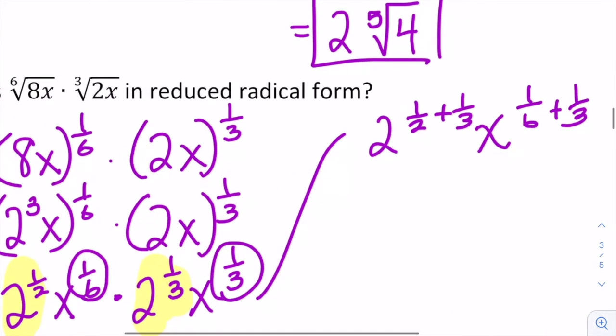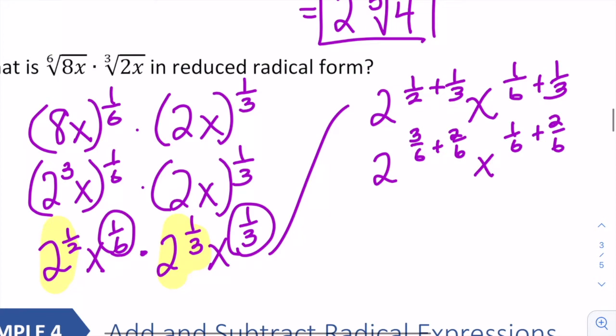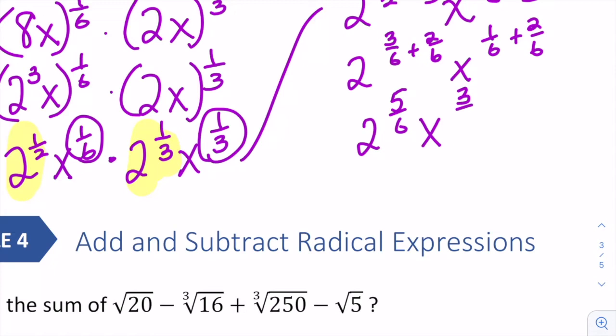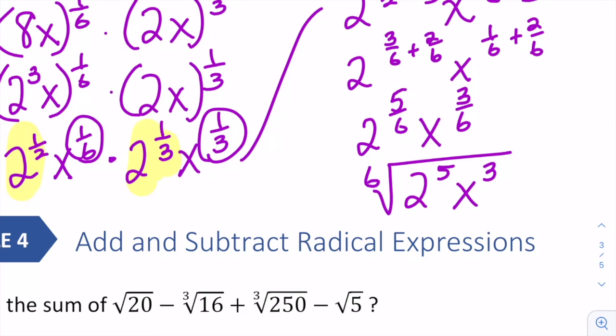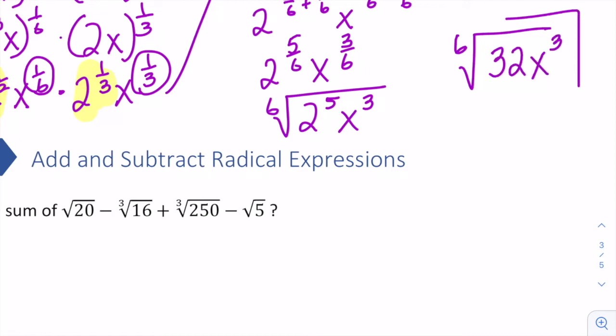So we can simplify this. This will just be 2 to the 3/6 plus 2/6. And then we could just rewrite this as 2/6. And we'll have 2 to the 5/6 x to the 3/6. So if we want to write this in radical form, we're going to make sure they're in the 6th root. So we have 2 to the 5th x cubed. And let me just simplify. 2 to the 5th is 32. So this will be our final answer in simplest radical form.